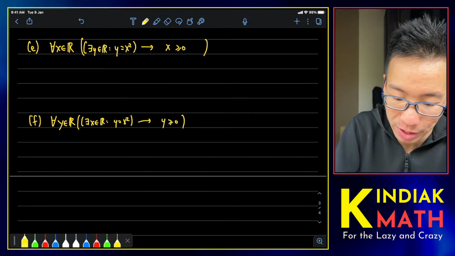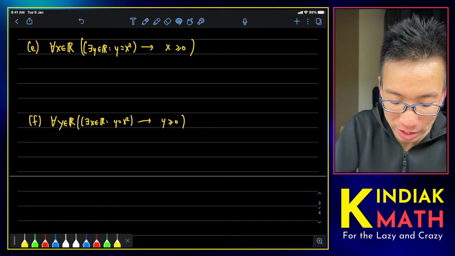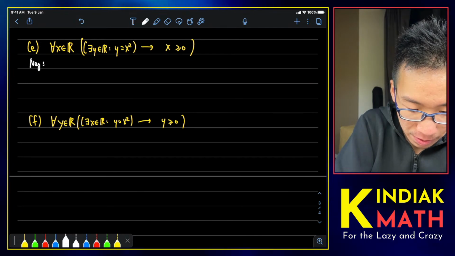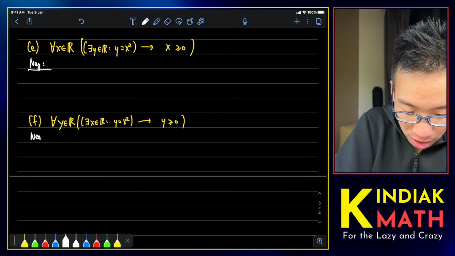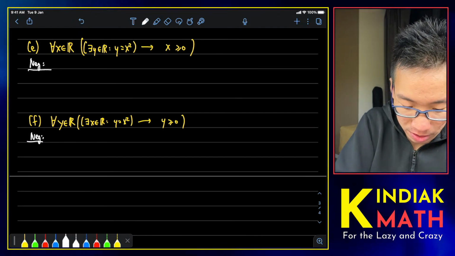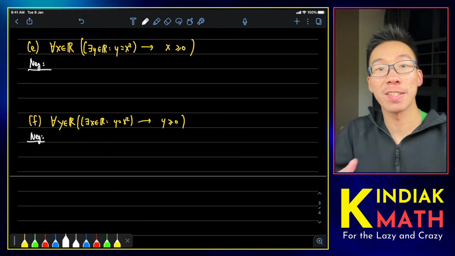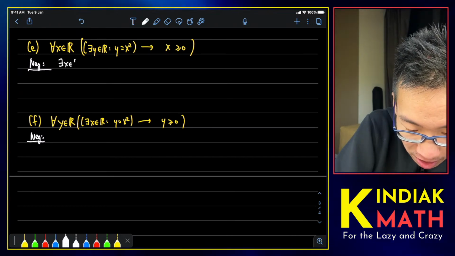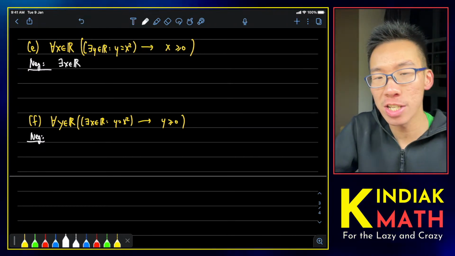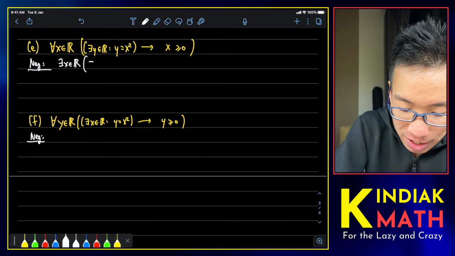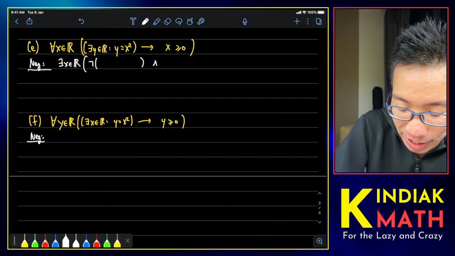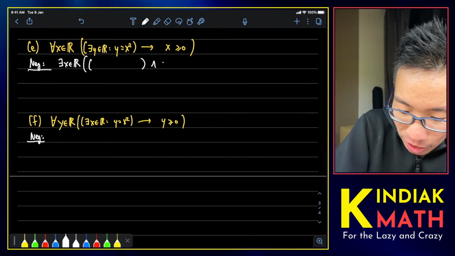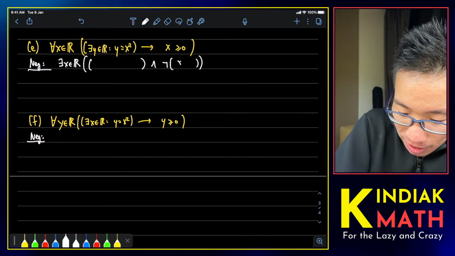So we need to prove these two statements, or at least we first need to negate them. Let's negate them. So let's negate these statements. Once again, the negation of a for all is there exists. And the negation of an implication is the negation of the first guy and, well, sorry, is P and not Q, right?